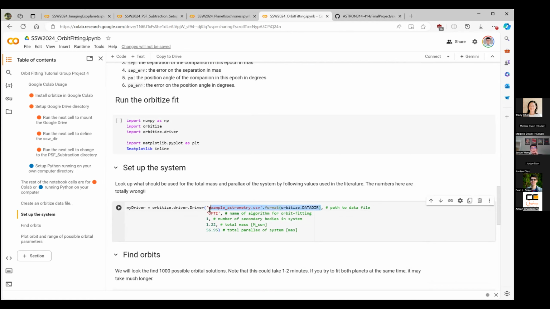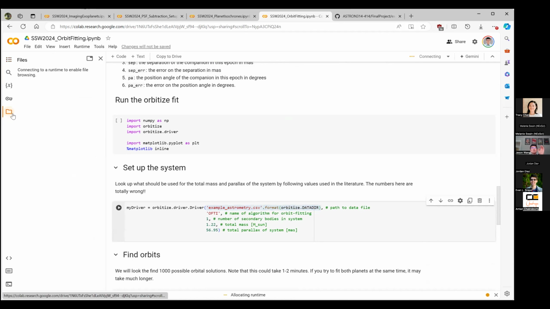So you want to delete basically all of this and create your own CSV file, upload it into your Google Colab file directory. So you want to upload it into here, and then basically replace this whole thing with the name of that CSV file that you make. So we shouldn't be using the example one at all.